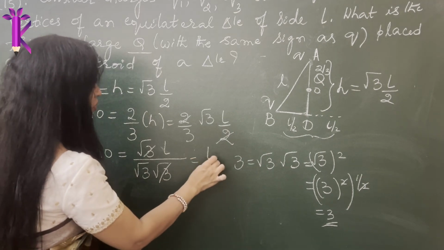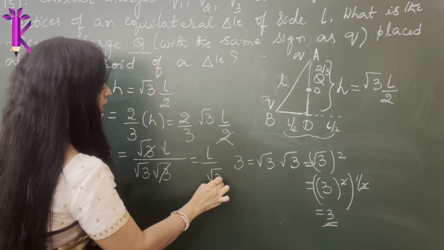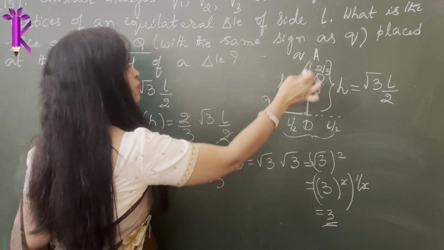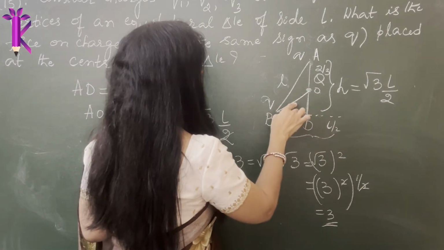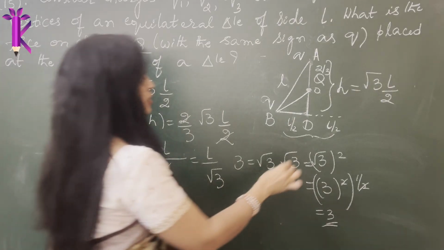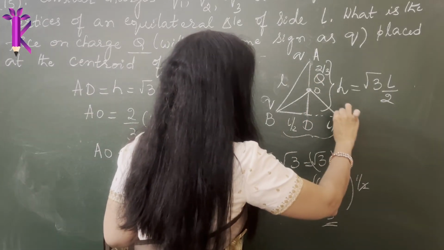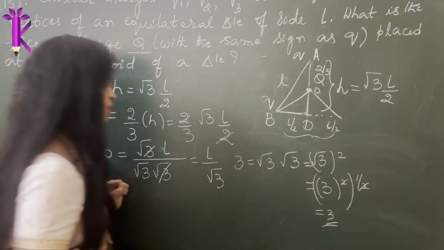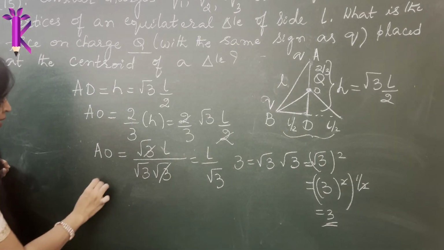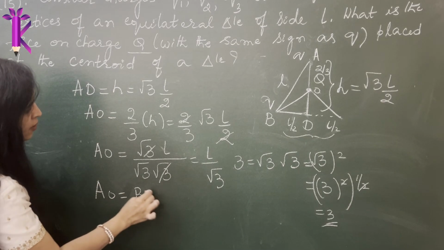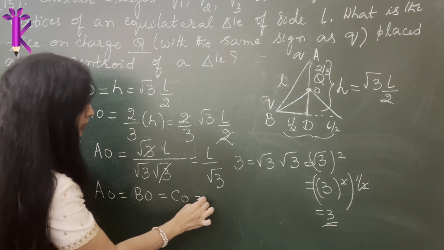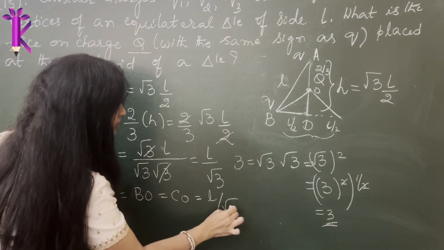So what is LO? It is L divided by root 3. So this is the distance we wanted. We found it out. Similarly, what will be the distance from B? It will also be L by root 3. Similarly, you had C. What will this distance be? This will also be L by root 3. So that is the major part we figured out. AO, BO and CO is L divided by root 3.